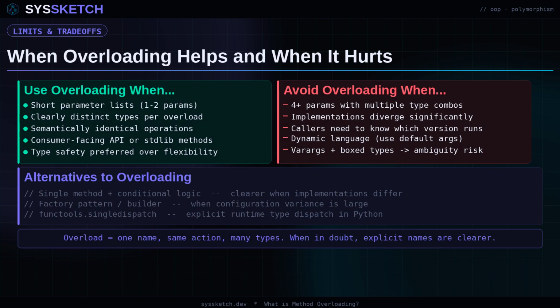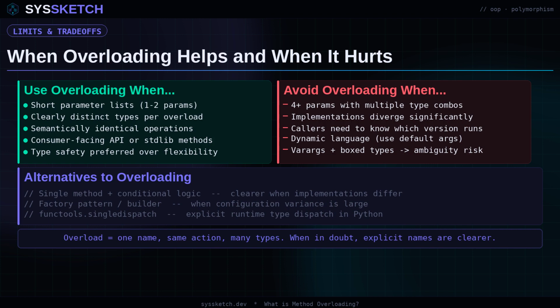The limits of overloading matter as much as the feature itself. Overloading on too many parameter combinations creates a combinatorial explosion that's hard to maintain. If you have 4 parameters each with 2 possible types, that's potentially 16 overloads. Varargs methods can conflict with overloads in subtle ways in Java. Autoboxing in Java, automatic conversion between primitives and their wrapper types, can cause overload resolution to pick a different method than you expect, especially when null is passed as an argument, since null is valid for any reference type.